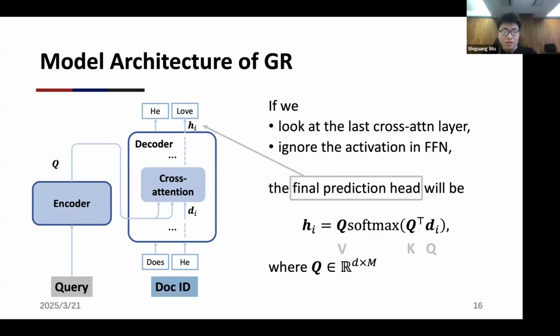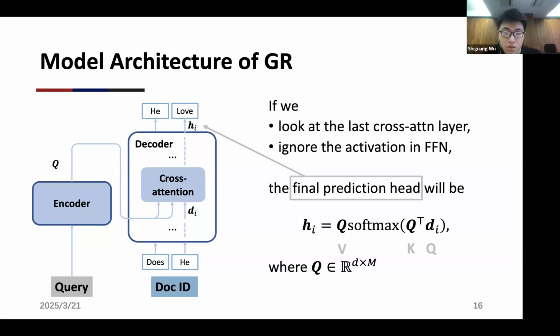Here, let me look deeper into the model architecture of GR, which is actually the decoder part. As mentioned, the decoder is actually doing the matching. If we dig down further, the cross attention, which is a critical part of the decoder, is actually doing the interaction between query and document. The self-attention is just the interaction of the document with itself, so the cross attention is the important component we care about.